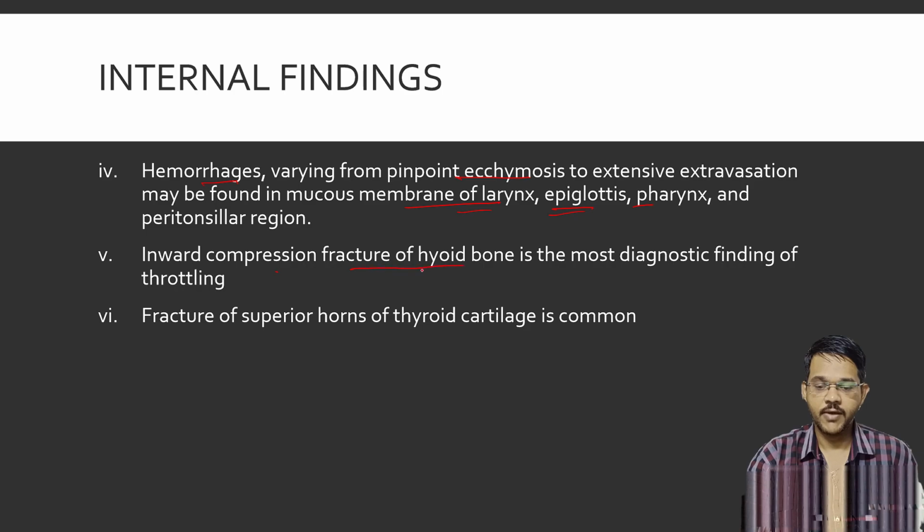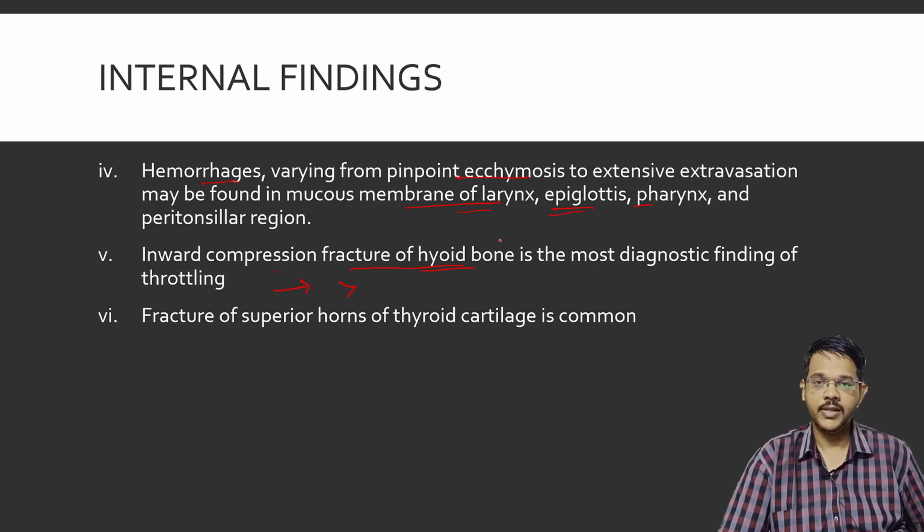Inward compression fracture of the hyoid is commonly seen. So the hyoid bone will be fractured inwardly. The hyoid bone, which is commonly cartilaginous, may get fractured if the person is more than 14 years of age, once ossification of the hyoid bone has occurred. In that case, the greater horn of the hyoid bone may get fractured, with an inward fracture present. So here the tip of the hyoid bone may be inwardly placed, which is diagnostic of throttling. Fracture of the superior horns of the thyroid cartilage is also common.